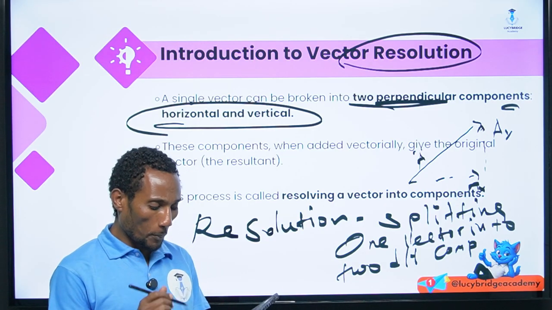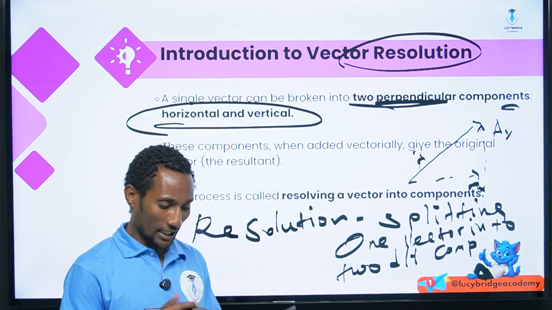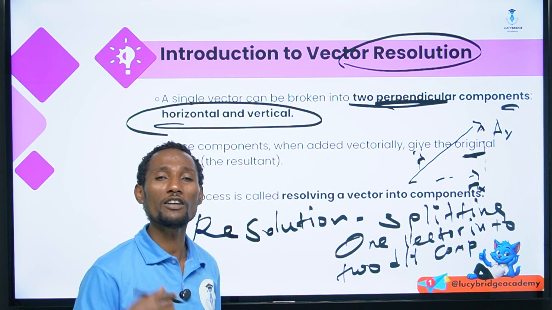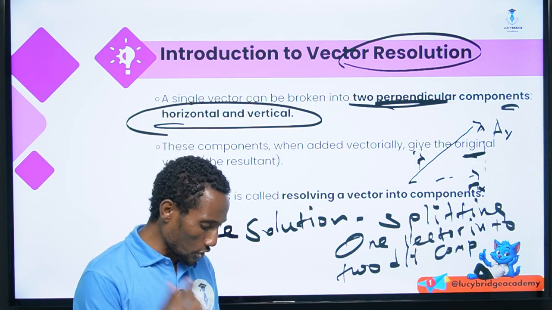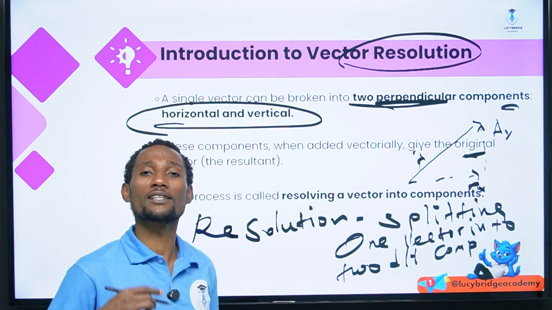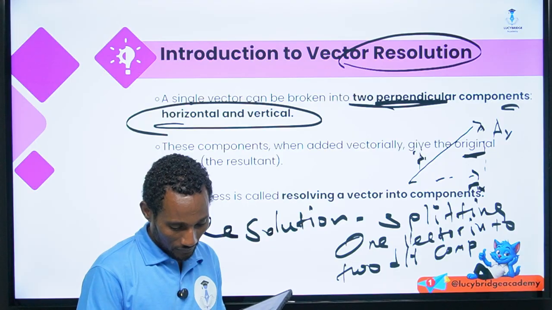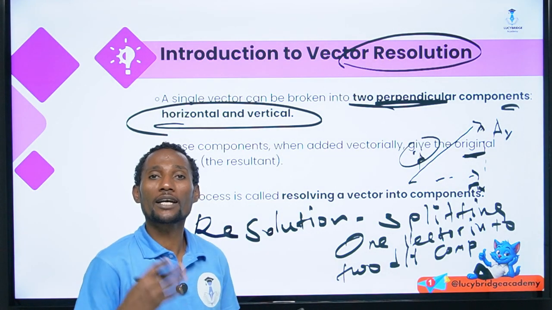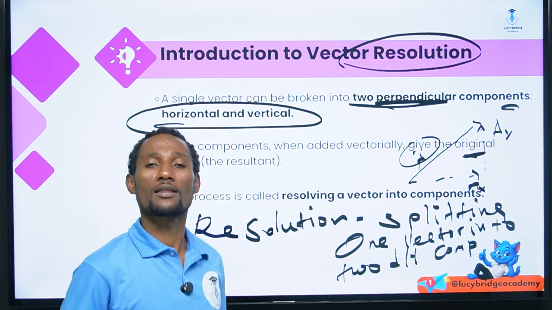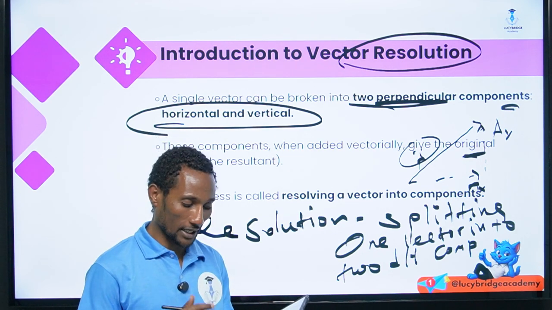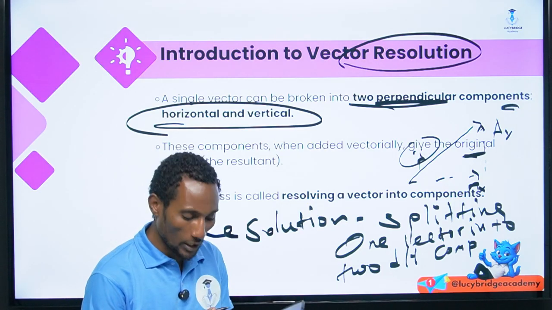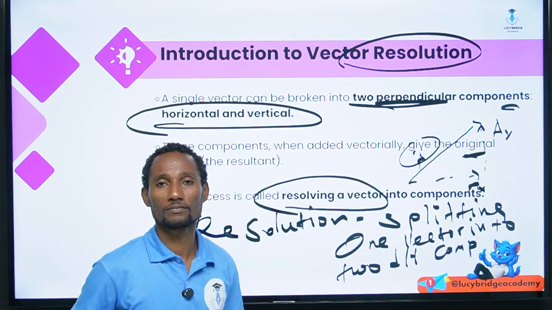Then, when we add the components vectorially, they give the original vector or the resultant vector A. They combine and give the same property as the resultant. In this case, this method we simply call resolving.